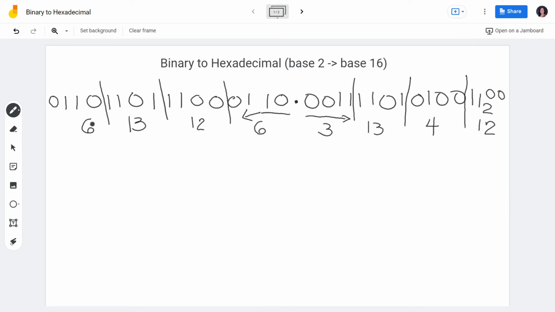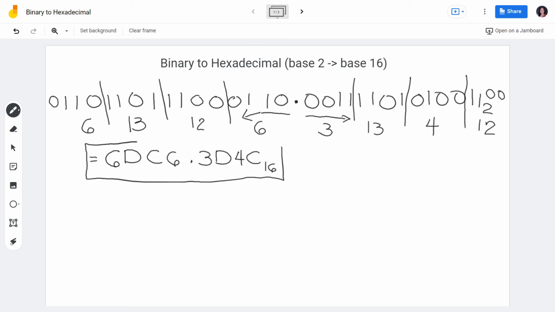So this is not yet the final answer because we need to convert these double digits into their letter equivalent. So the final answer is 6, and then 13 is D, and then 12 is C. And then of course 6 is 6, 3. 13 is again D. And then 4. And then we have 12, which is C, base 16. So this is our final answer if we're going to convert a binary number to a hexadecimal number.